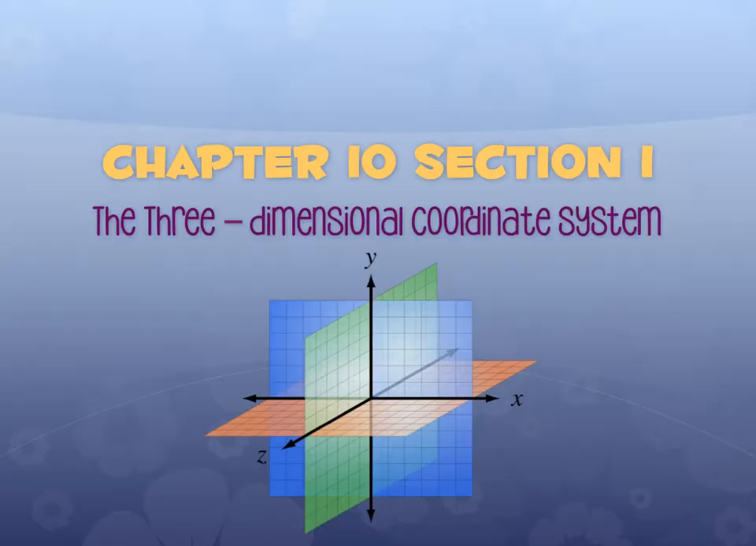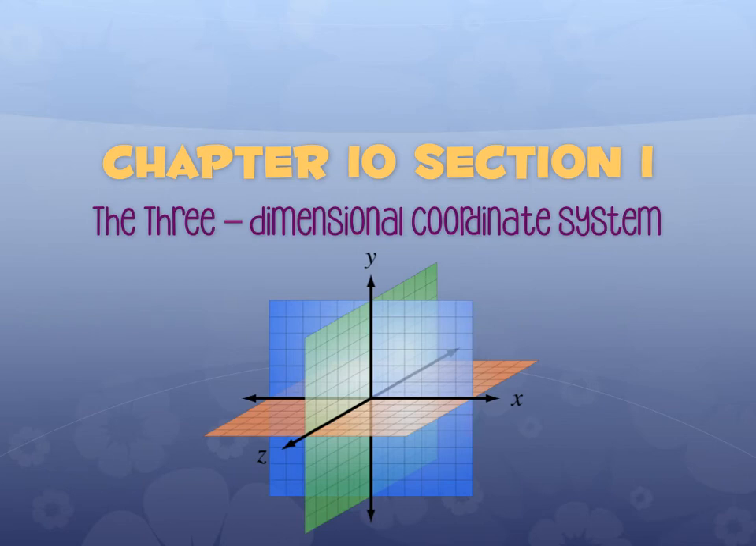10.1 is called the three-dimensional coordinate system. This is the only section that we're doing from chapter 10. For seniors, this is your last day. Well, we'll probably have to finish that Monday, but this will be your last start of notes. Okay? That should be a happy thing. So we're learning how to graph a point and then find information about a point, find the distance between 2 points, find the midpoint between 2 points, and then apply a sphere to this in a three-dimensional coordinate system.